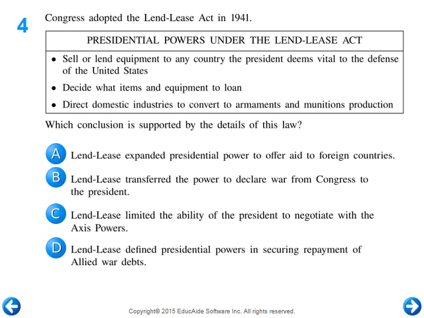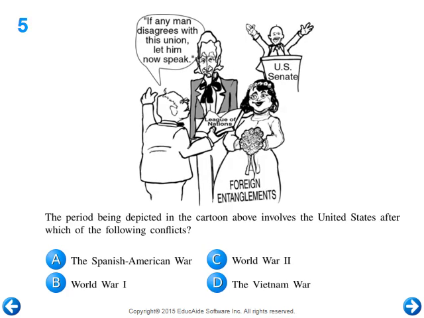Decide what items and equipment to loan, and direct domestic industries to convert to armaments and munitions production. Okay, so which conclusion is supported by the details of this law? All right. It basically gave the president the power to decide who we were going to loan stuff to and what we were going to loan, and basically get companies to get on board with it. So it's A. The Lend-Lease Act expanded presidential power to offer aid to foreign countries. To me, that's the answer right there. I mean, plain and simple. It is A. All right, number 5.